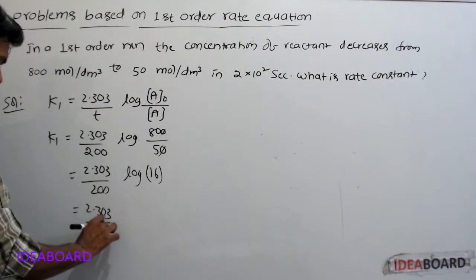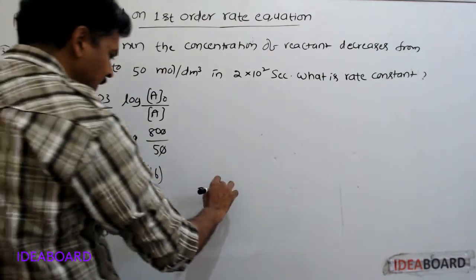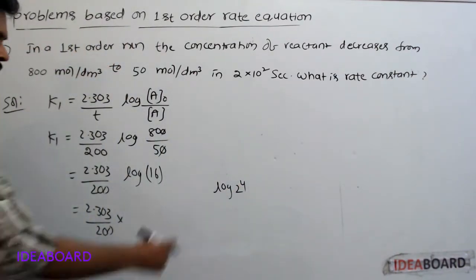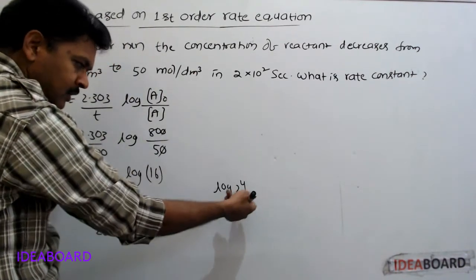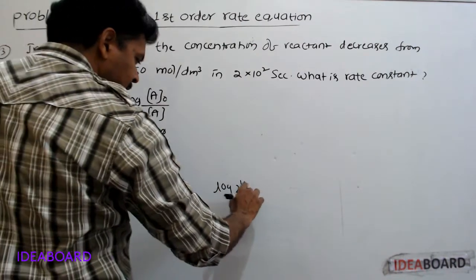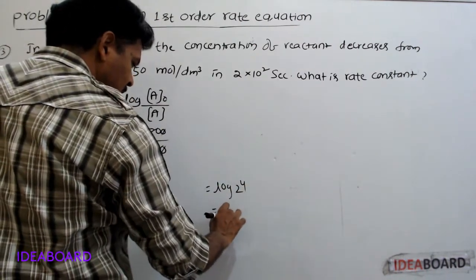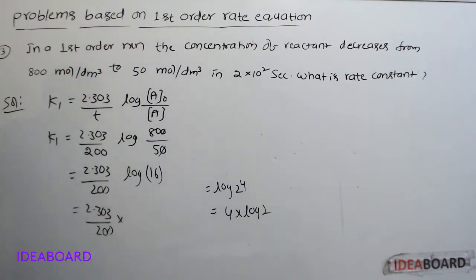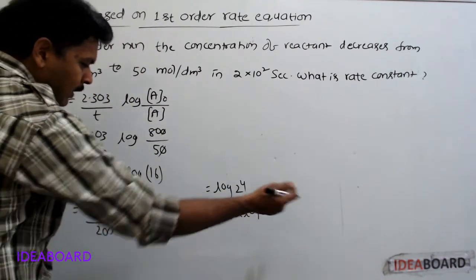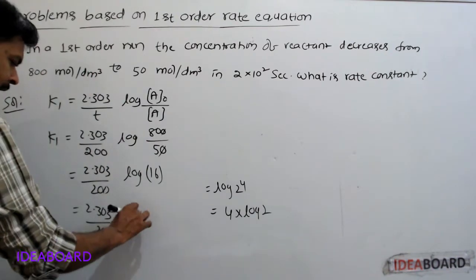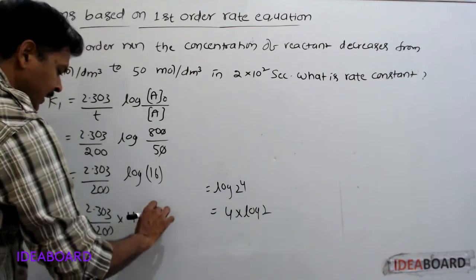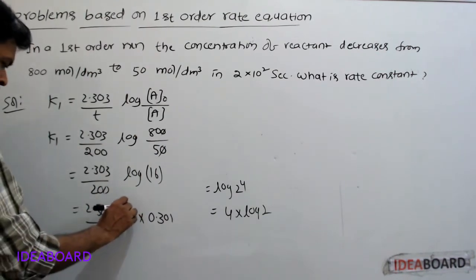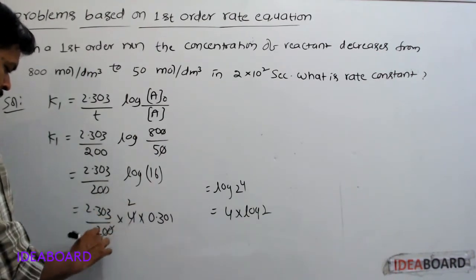2.303 by 200 log 16. Log 16 can be written as log 2 power 4, which is equal to 4 log 2. Then 4 into the log 2 value, 0.301. Next, 2 into 100.